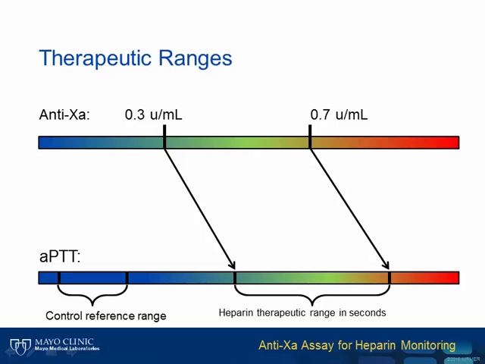These recommendations came after a study that showed patients managed by the anti-10A had fewer recurrent venous thromboembolism and fewer bleeding complications than patients monitored by the PTT, despite receiving significantly less heparin. Additional benefits to support monitoring heparin therapy by anti-10A include fewer monitoring tests and dosage changes, achieving the therapeutic range sooner and maintaining the range longer.